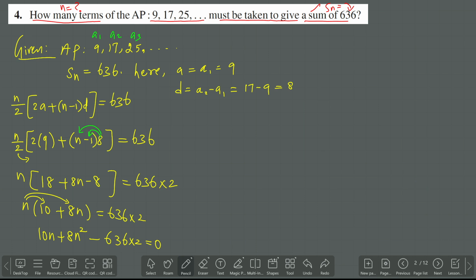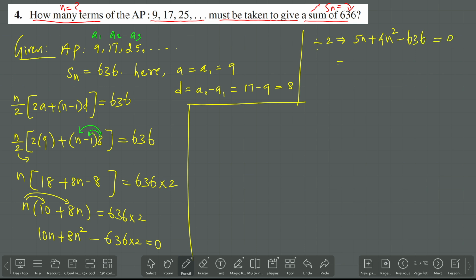Always don't try to bring a big number. Let it be. When we divide by 2, the 2 will cancel. Then why do we have to multiply? Don't waste your time, go as it is. Now, when we divide by 2 on both sides, what am I getting? 5n plus 4n square minus 636 equal to 0. Arrange it: first n square, next n, next the constant, equal to 0. Understand?